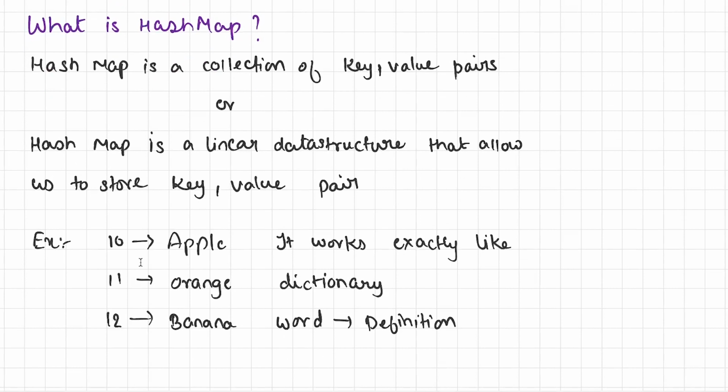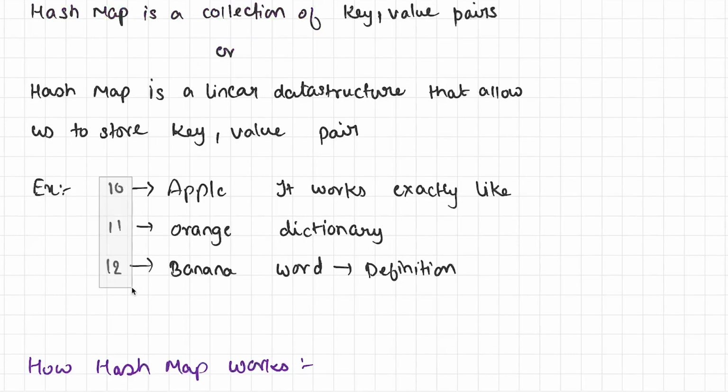Here I have 10, 11 and 12, and we have apple, orange and banana. Now here 10, 11 and 12 are acting as keys, and apple, orange and banana are acting as values. So there is a key 10 that is associated with a value apple, and there is a key 11 that is associated with a value orange, and so on and so forth.